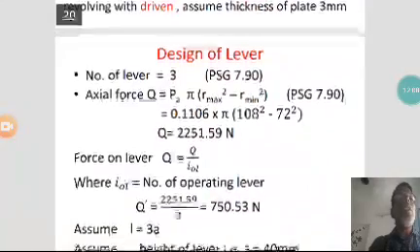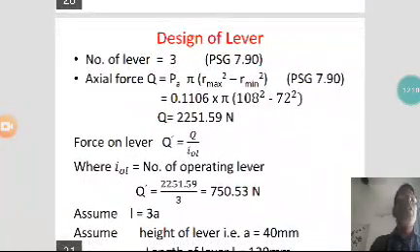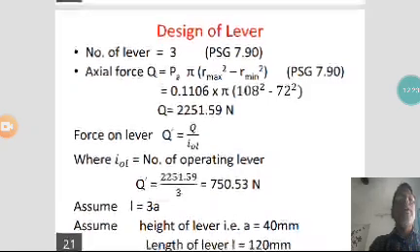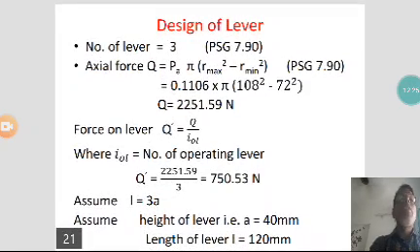Now after that, the important part is the design of the lever. In this design of the lever, actually we are not designing the lever, but we have to design the lever pin, because that is the critical part and that will fail. So again we'll start from the number of levers, how many levers are required. In PSG the data is given that 3 levers are required for the clutch. So we have taken 3.